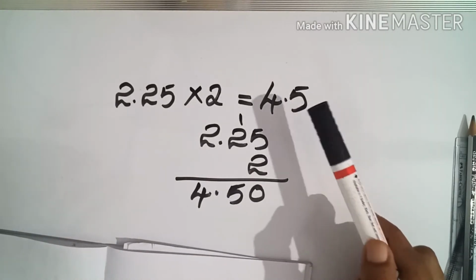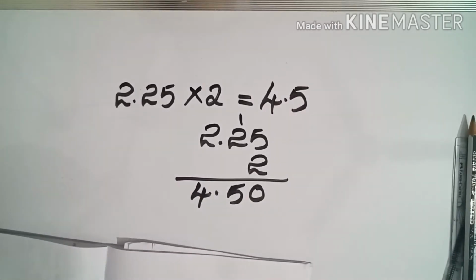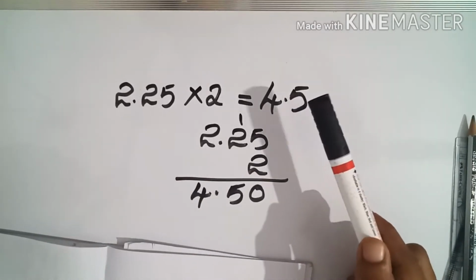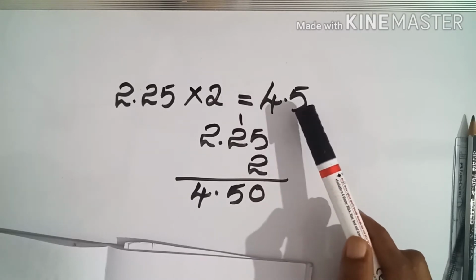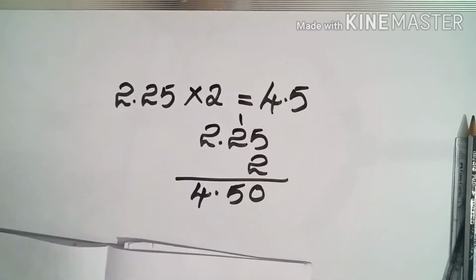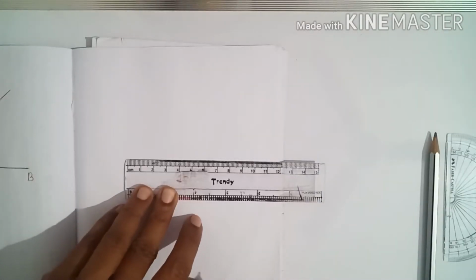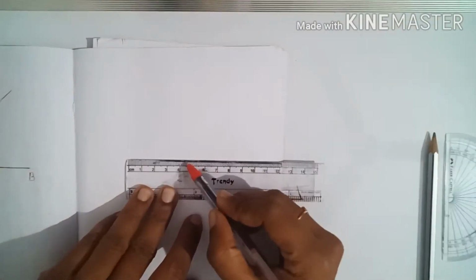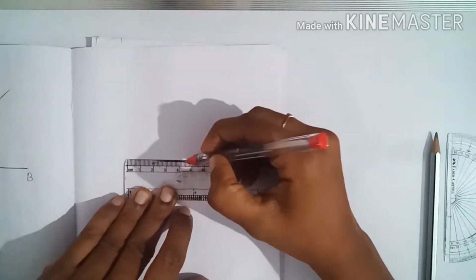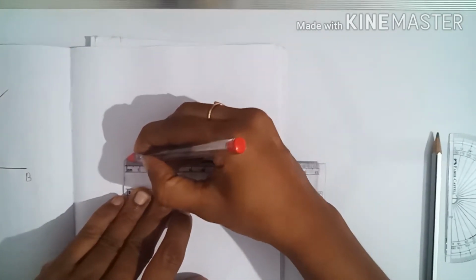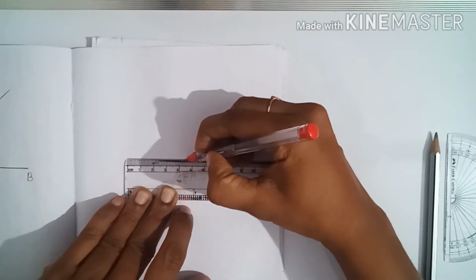So 4.5's half means what? 2.25. So perpendicular bisector we need to draw first. Perpendicular bisector of what? 4.5 centimeter. Okay, so let's draw. So first of all, draw a line of length 4.5 centimeter. Okay, 4.5 centimeter using scale. First draw a line 4.5 centimeter like this.